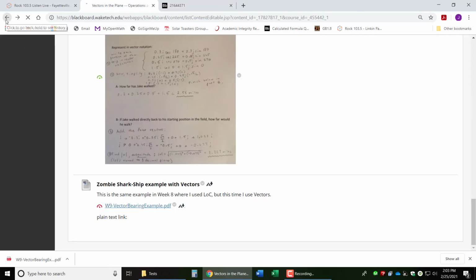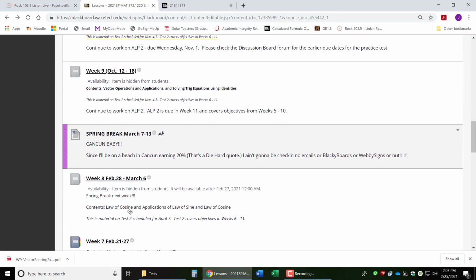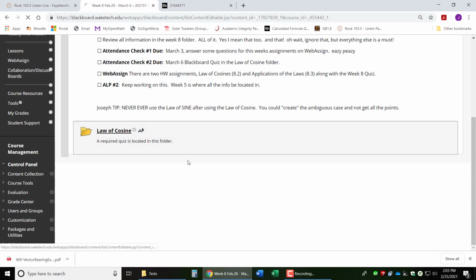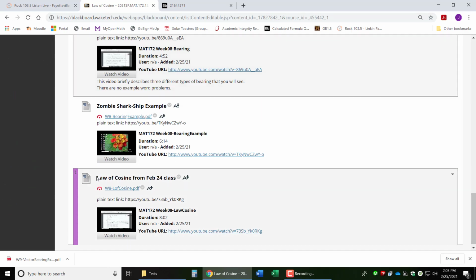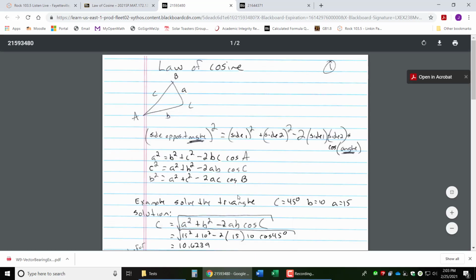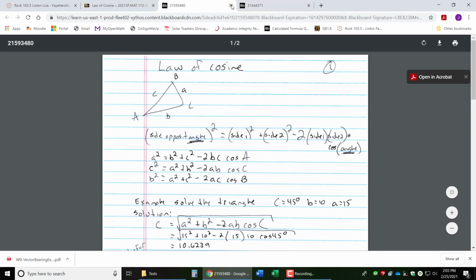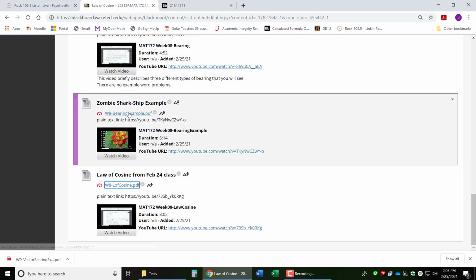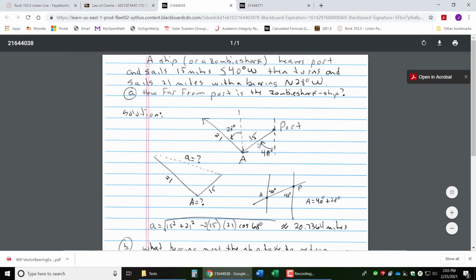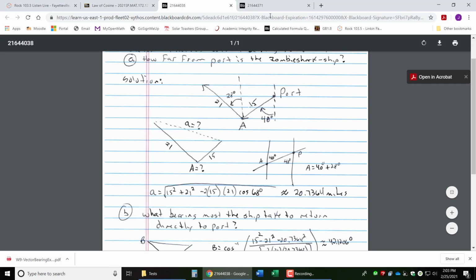And since I'm on Blackboard, I will just go back to that bearing example in the law of cosines to show you. That's not the bearing example. I didn't even click on where zombie shark. There we go. What's going on? My upside down file here. So 20.7364 using the law of cosines right there.